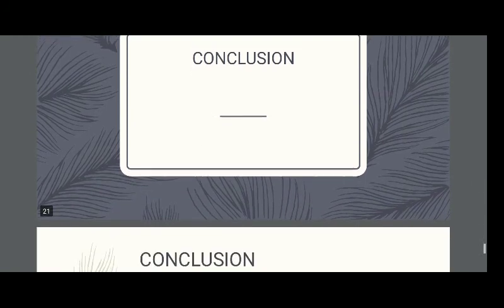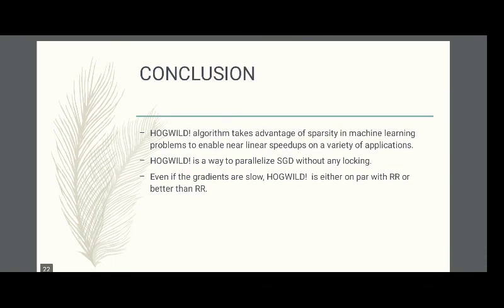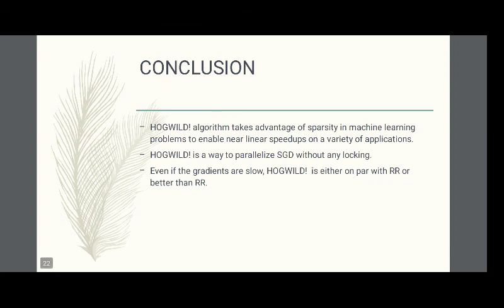So the conclusion is that the HOGWILD algorithm takes advantage of sparsity in machine learning problems to enable near linear speedups on a variety of applications. HOGWILD is a way to parallelize SGD without any locking. Even if the gradients are slow, HOGWILD is either on par with RR or better than RR.